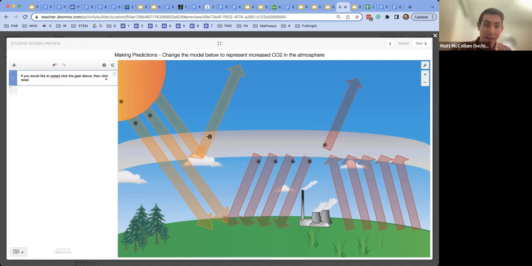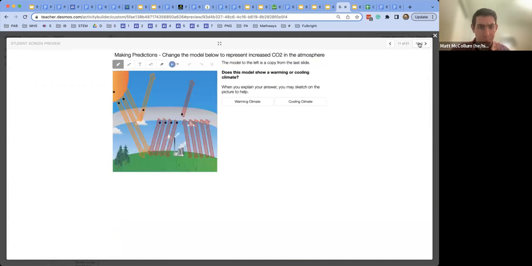And then when they go to the next slide, if you leave it like that, Bradford, it copies what they did on the last slide. So those are the changes Bradford made. And then it allows them to say, what does this do? Does this show a warming or a cooling climate, and why? And it lets them explain their thinking.